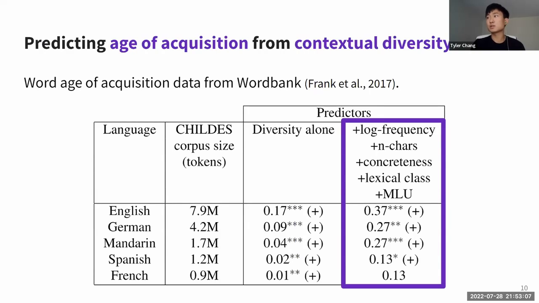And using likelihood ratio tests, we found that contextual diversity still accounted for additional variance in age of acquisition in the majority of languages. And its sign was positive in all of these cases, even the non-significant case of French, which had the smallest corpus size. So this indicates that across languages, even after we account for these other covariates, contextual diversity has a positive effect on age of acquisition in that more contextually diverse words tend to be acquired later.